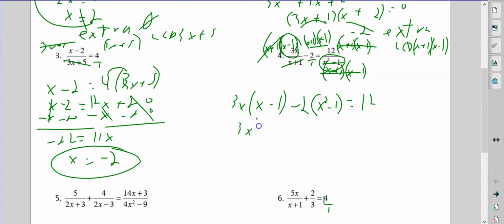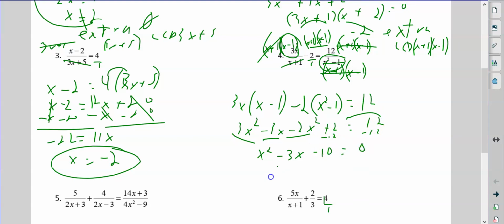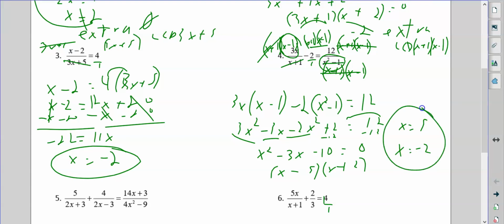So what I have is 3x squared minus 3x minus 2x squared plus 2 equals 12. Combine like terms, that's going to be x squared minus 3x. I know I'm at the factors, I'm going to move this over, subtract 12. I'm doing a few things at once. And now I need to factor. Two numbers that multiply give me 10. That differ by 3. 5 and 2. I want more negatives than positives. That gives me x equals 5 and x equals negative 2. Neither one of those are extraneous. I'm good to go.